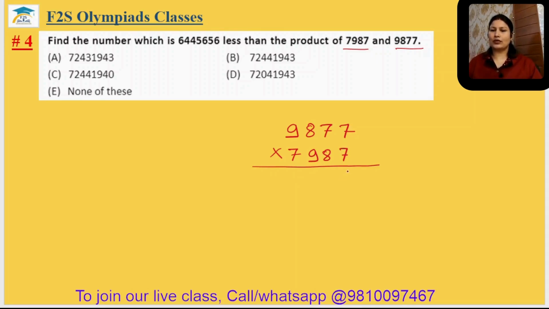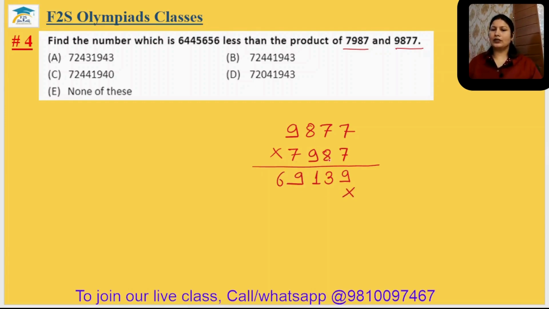7 sevens are 49, carry 4. 7 sevens are 49 plus 4, 53, carry 5. 8 sevens are 56, 56 plus 5, 61, carry 6. 9 sevens are 63, 63 plus 6, 69.